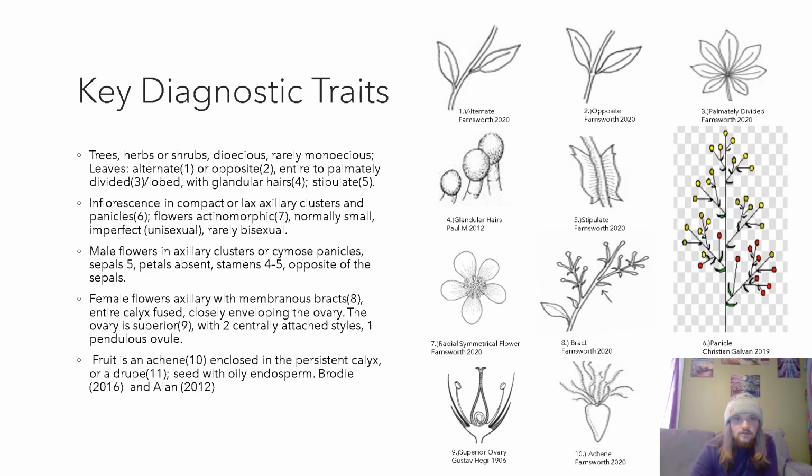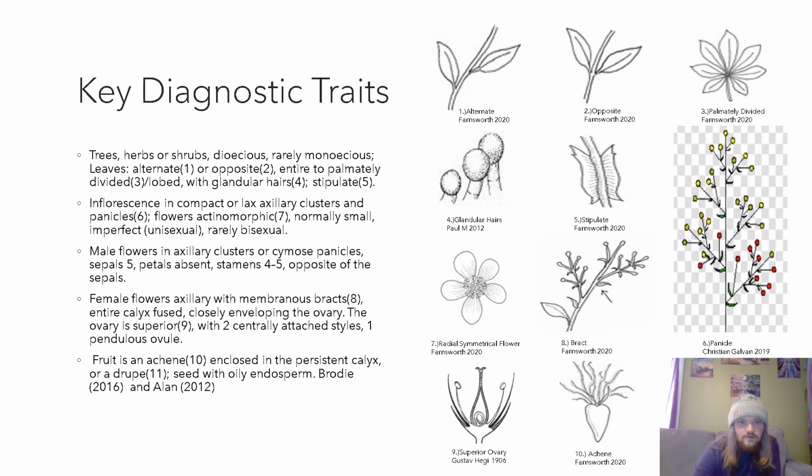And the stipule is an appendage, often paired, found at the base of the petiole in some species of the plants, and it's a part of the leaf. So the inflorescence is compact or lacks axillary clusters, which means it's just branching off the base or the stalk. And they're in panicles, and a panicle is a branched intermediate flower cluster with individual flowers on stalks.